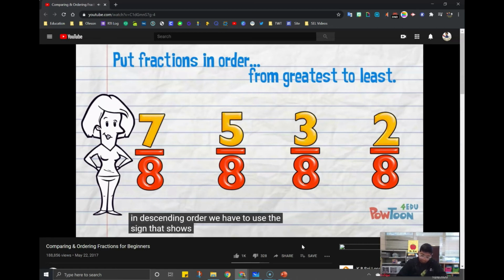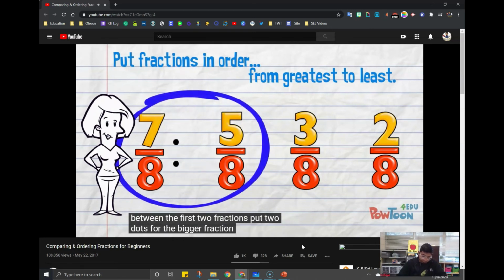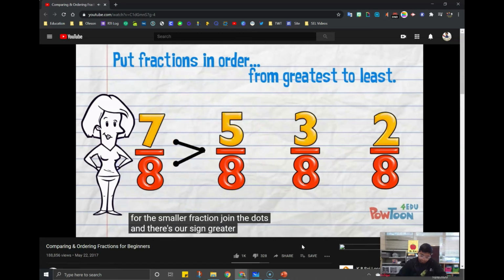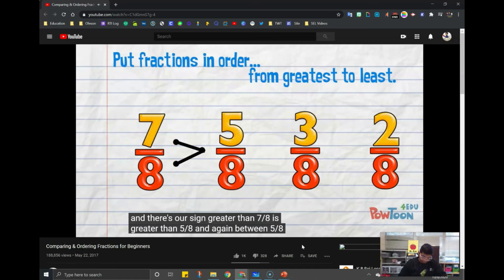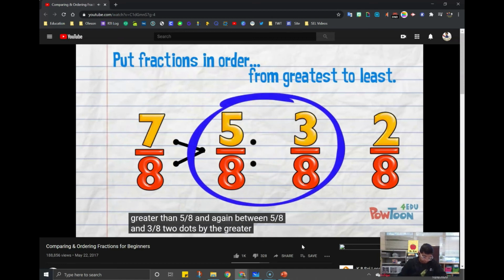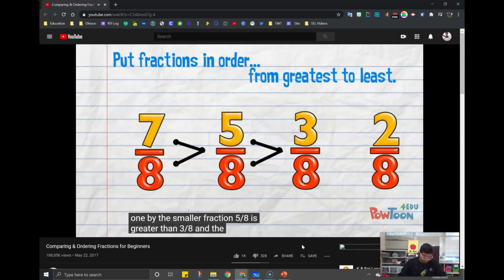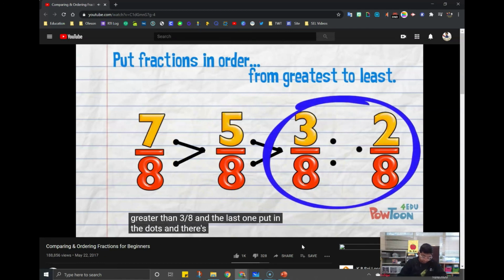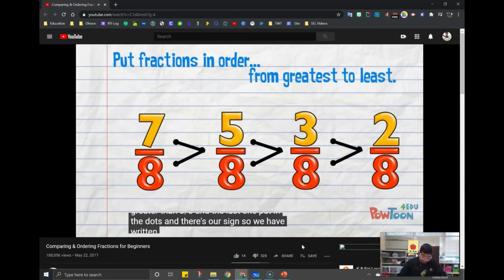We have to use the sign that shows that relationship. Between the first 2 fractions, put 2 dots for the bigger fraction and 1 dot for the smaller fraction. Join the dots, and there's our sign. Greater than. 7/8 is greater than 5/8. And again, between 5/8 and 3/8, 2 dots by the greater fraction, 1 by the smaller fraction. 5/8 is greater than 3/8. And the last one, put in the dots, and there's our sign. So we have written 7/8 is greater than 5/8, which is greater than 3/8, which is greater than 2/8.